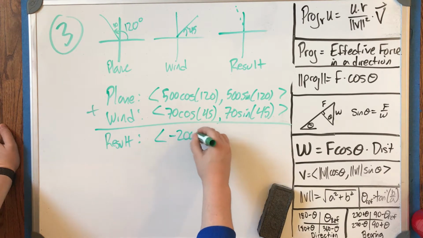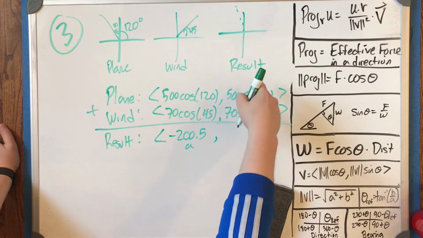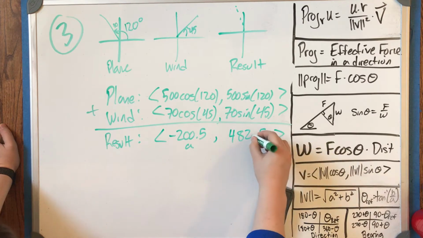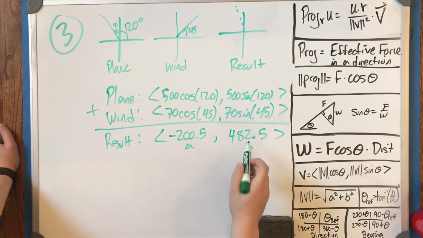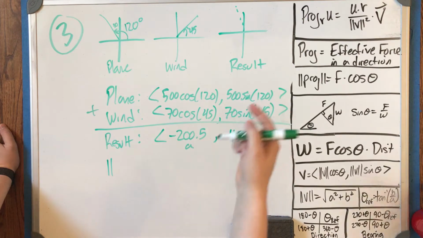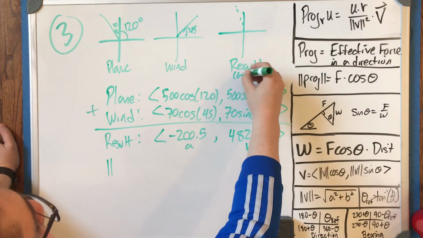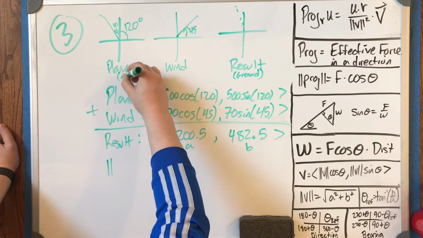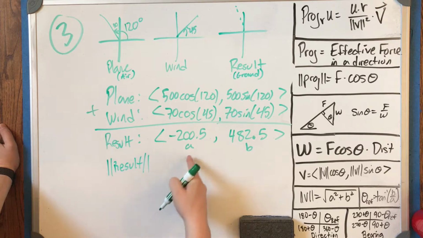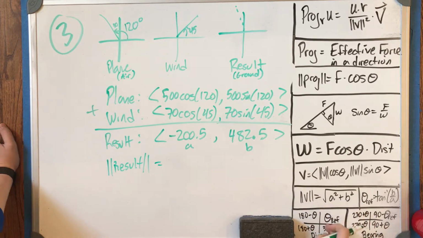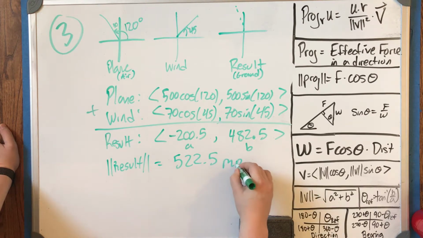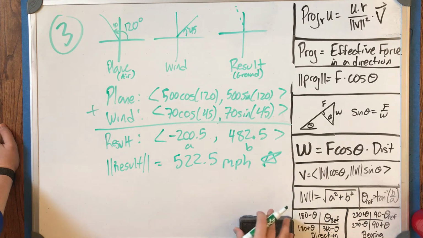Okay? So I'm literally just typing these in my calculator as is. I'll get negative 200.5. I'm going to store that as the letter A in the calculator. I get 482.5. Okay, that was a little bigger than I was expecting it to be. I'll store that as B. To find how fast the plane is actually going, so its ground speed, because remember that that's what this one is, the ground speed, versus this one is the air speed, I just do the magnitude. Since I've stored these as A and B, I can literally just type this formula in the calculator, square root of A squared plus B squared. That's going to give me 522.5 miles per hour. Okay, so that's one of our lovely answers.